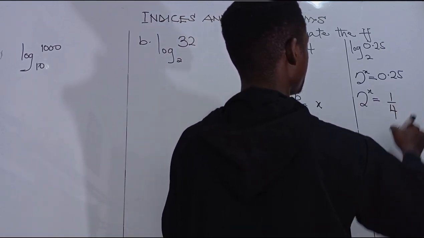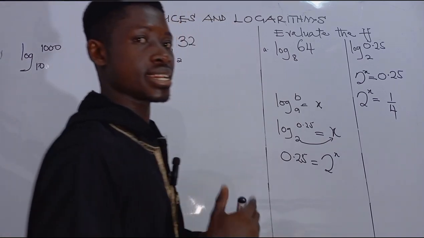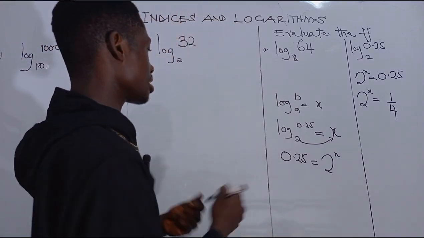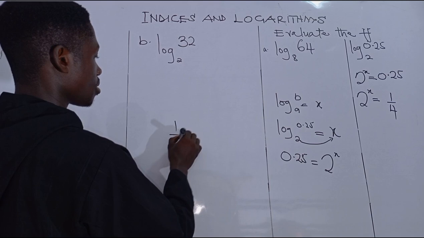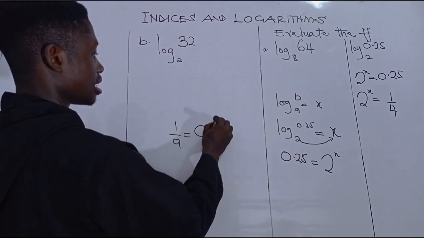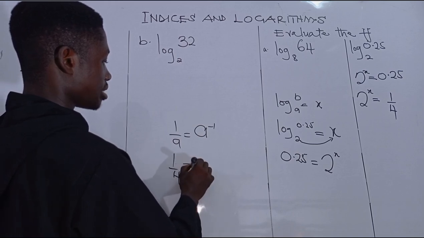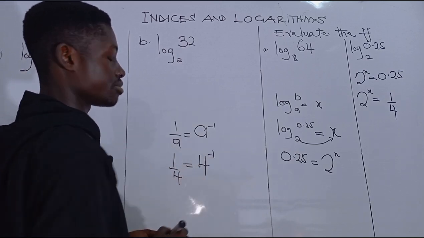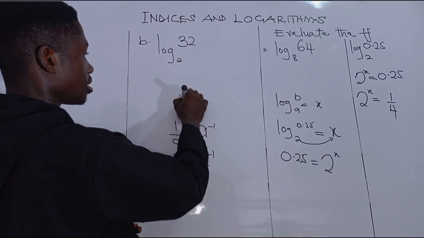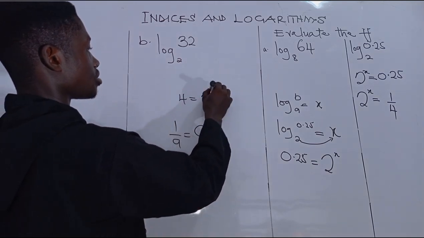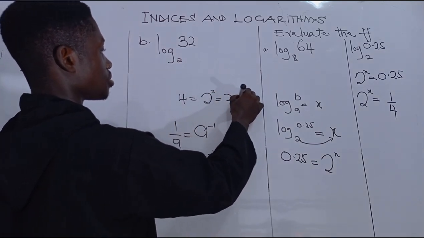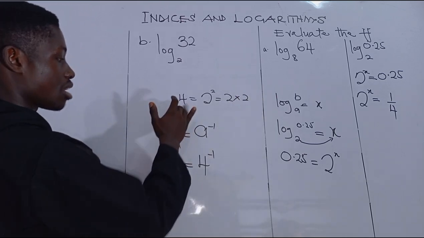1 over 4. Now, applying the negative index property of indices, when you have 1 over a, we can write it as a exponent negative 1. So 1 over 4 can be written as what? 4 raised to the power negative 1. And we know that 4 can be written as what? 2 raised to the power 2, because this will give us 2 times 2, and we have 4.